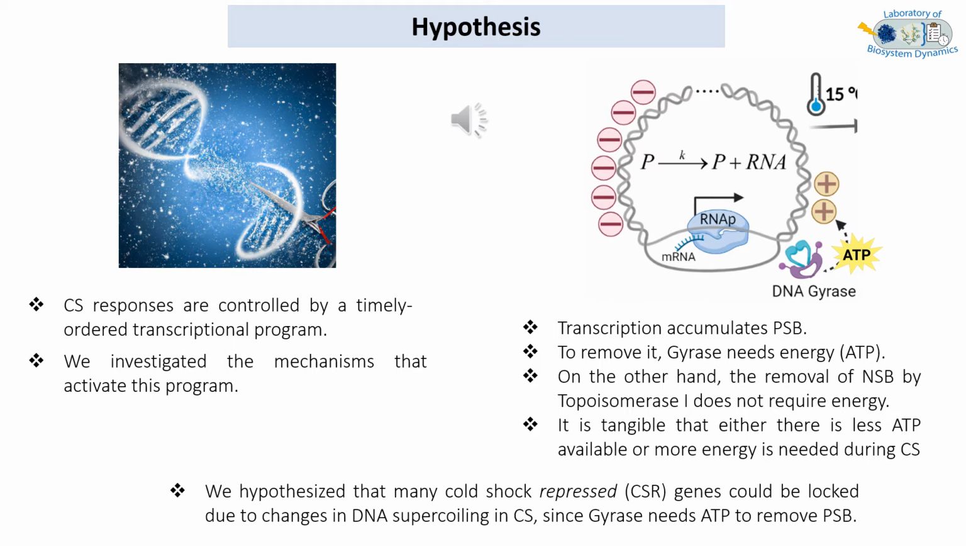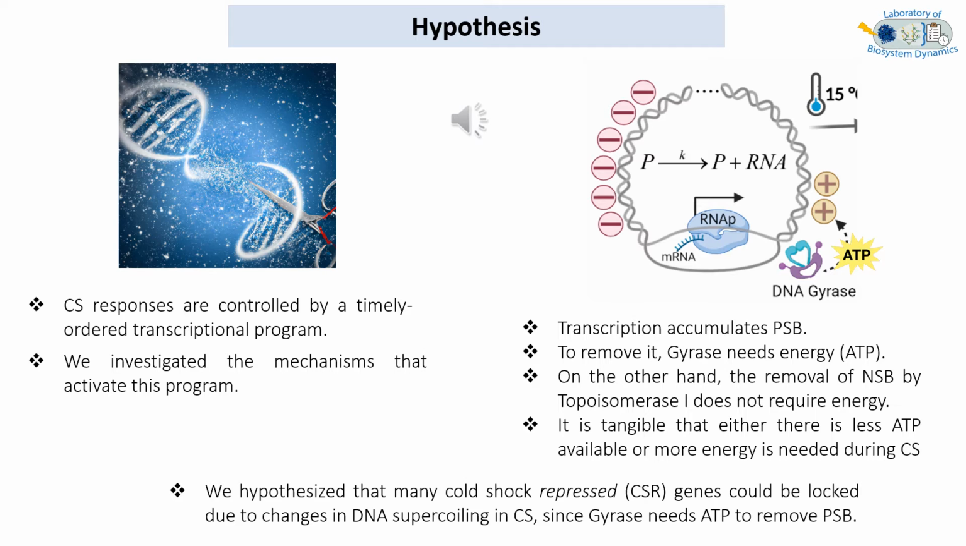But there's an interesting imbalance in this system, which is that to remove negative coils, no energy is needed, but to remove positive coils, energy is needed. And that energy is not for free. The cell has to do a lot to produce that energy, and it might not be very available in situations where the environment is not favorable. And it was this that we hypothesized: that something happens in supercoiling regulation that will make this process harder.